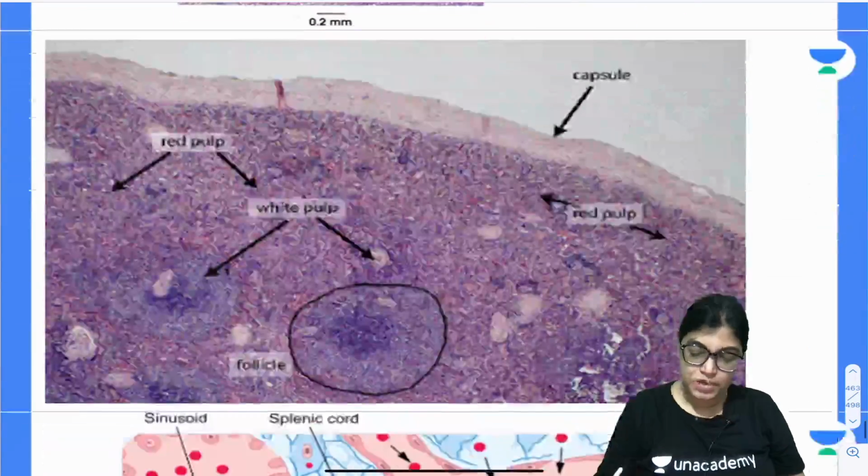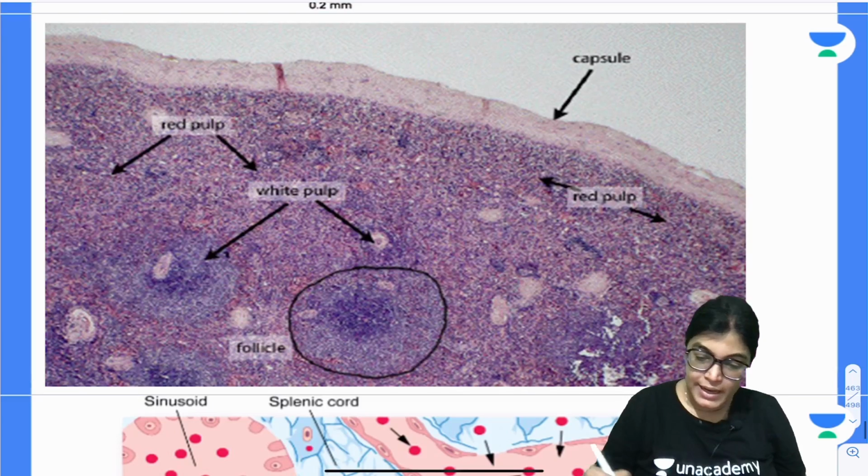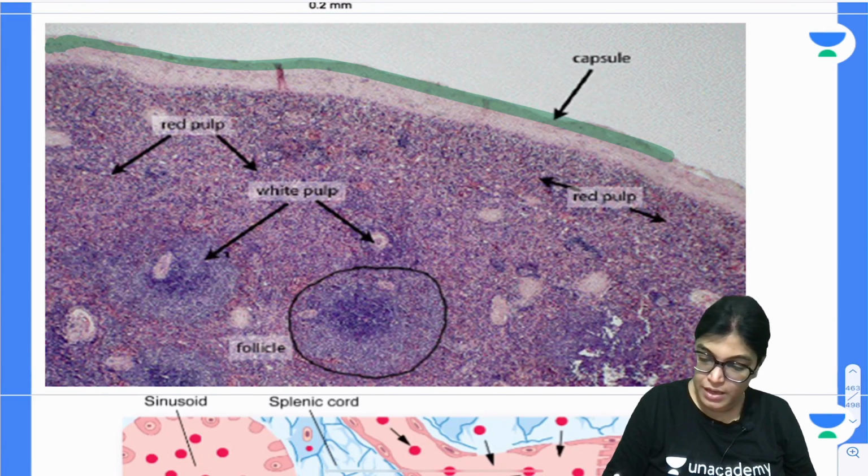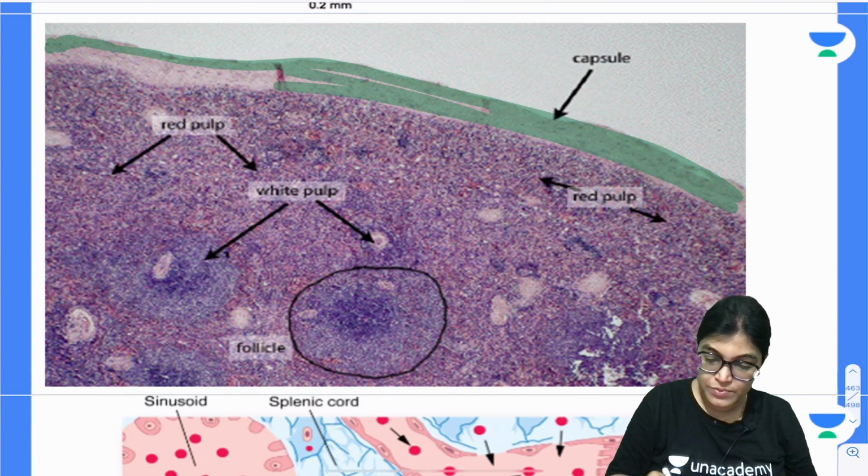Very nicely you can appreciate. Now one more diagram here, again the fibrous capsule, a beautiful diagram showing the fibrous capsule. Very nicely the fibrous capsule has been visualized.